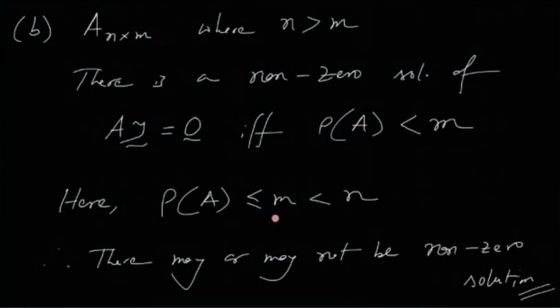Here we know that it is less than or equal to m. There is a possibility of the rank of A being equal to m. It is not strictly less than m. So there may or may not be a non-zero solution, and we don't know which one it is. So again, option B is not true.